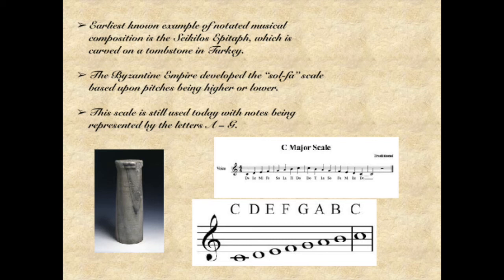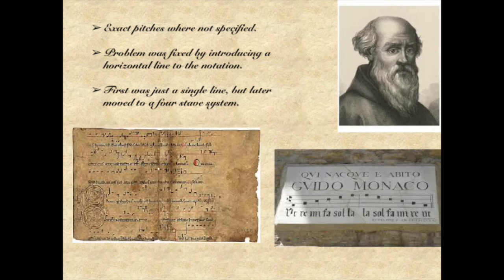The alternative to the solfa method of indicating the notes of a scale was a letter system used today, with notes represented by the letters A through G. The exact pitches were still not specified at this time, only whether notes should be higher or lower than the previous one. This problem was fixed by introducing horizontal lines to the music notation. Firstly a single line, but before long all music was notated in churches and monasteries using a system based on the stave of 4 horizontal lines. The stave of 4 lines is usually attributed to an Italian Benedictine monk called Guido d'Arezzo.